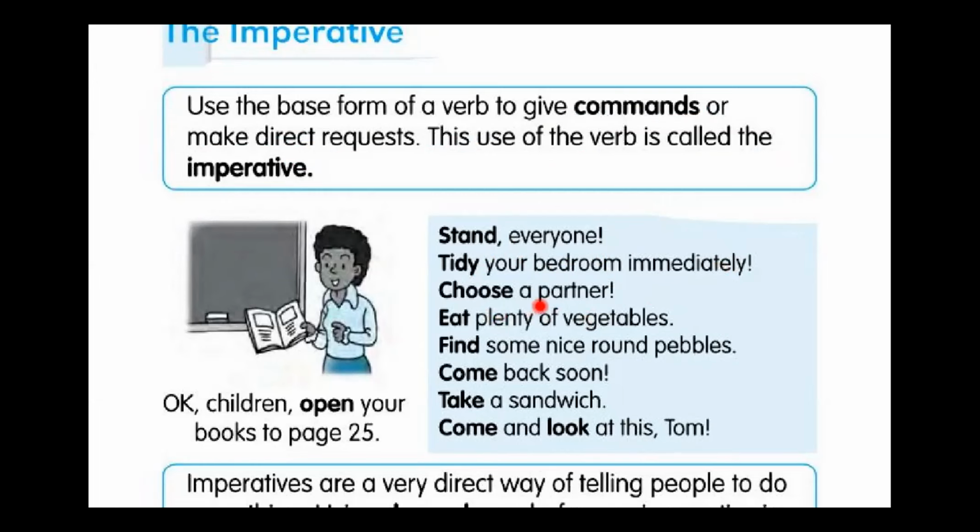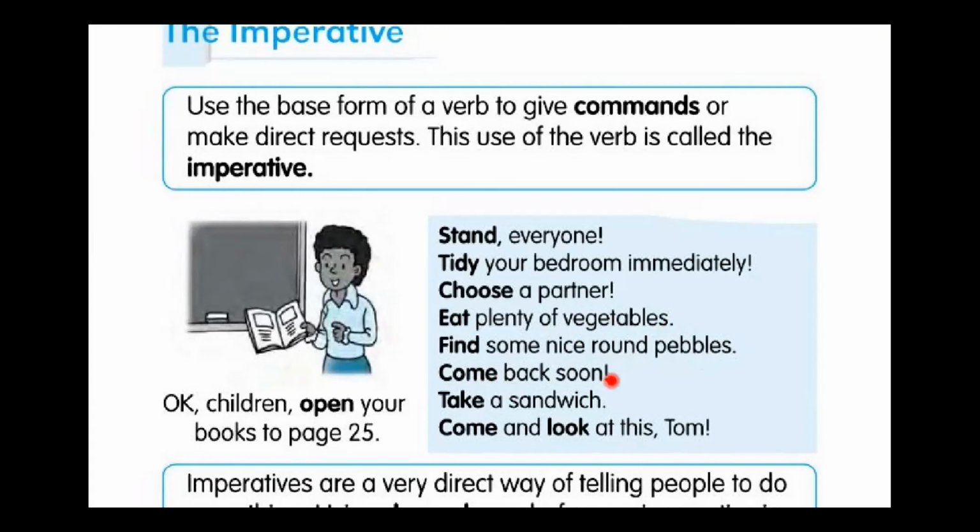Choose a partner. Eat plenty of vegetables. Okay, so here we are not giving any order. Eat plenty of vegetables. We are just saying it, not expressing strong emotion. So that's why it is ending with a full stop and not an exclamation mark. Find some nice round pebbles. Okay, so here again it is ending with a full stop.